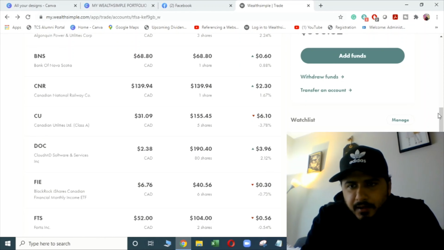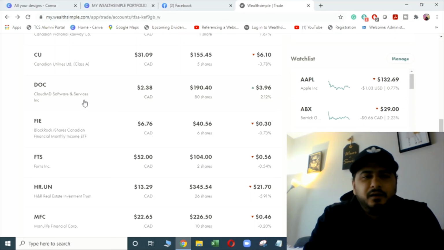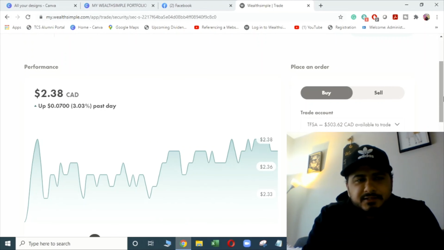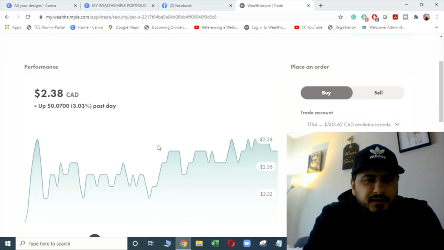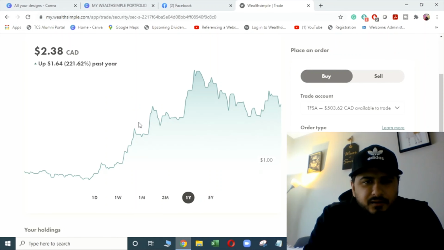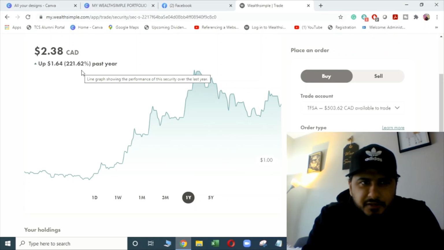So let's get back into it. Next holding that I am holding is the DOC, that is CloudMD Software. This stock is recently in the news all over Canada, because this is one of the most recent healthcare companies in Canada, where you can see it's growing like crazy. In 1 year, it's giving a return of 221.62%. That is pretty much huge.